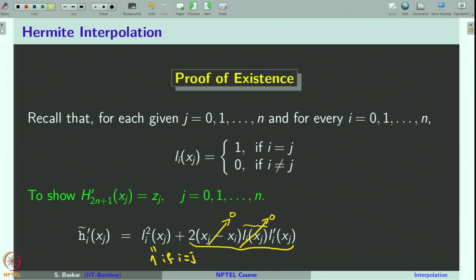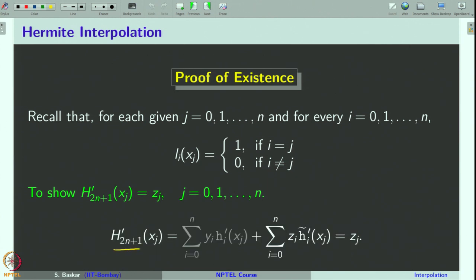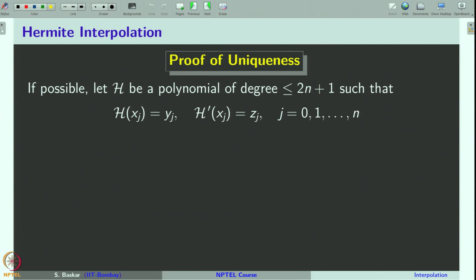Therefore, as a whole, the second term will vanish for all j equal to 0, 1 up to n, whereas from the first term you will have h i tilde dash of x j equal to 1 if i is equal to j and 0 if i not equal to j. From here you can see that h dash of x j is equal to z j, and that proves the second level of interpolation conditions also, right? Thus we have proved the existence of the Hermite interpolating polynomial for a given data set, and the formula is also given to us explicitly. Now let us prove the uniqueness of the Hermite interpolating polynomial for a given data set.